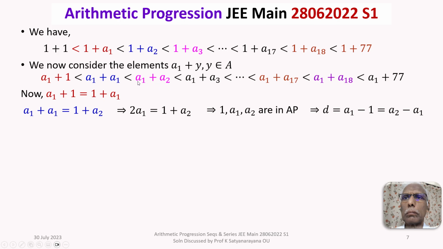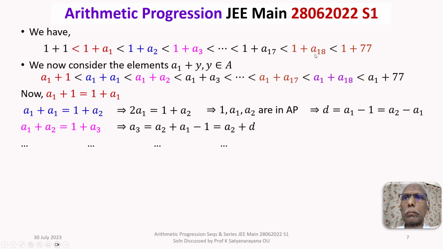Now let's get into the next one, the pink one. A1 plus A2 must be equal to 1 plus A3. So this will imply A3 is equal to A2 plus A1 minus 1. But A1 minus 1 is D. So this is A2 plus D. That means by adding D to A2, we are getting the next term. Continue like this.